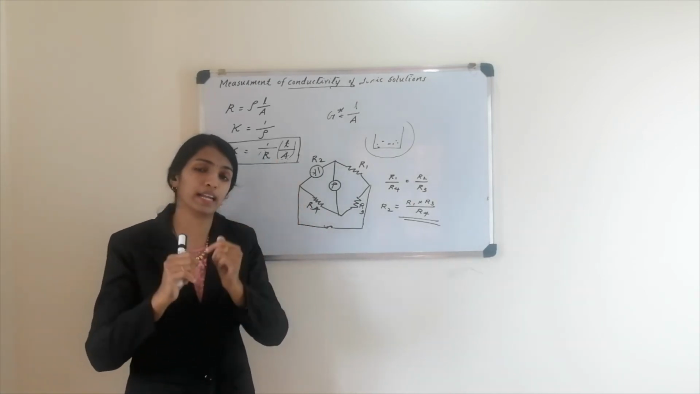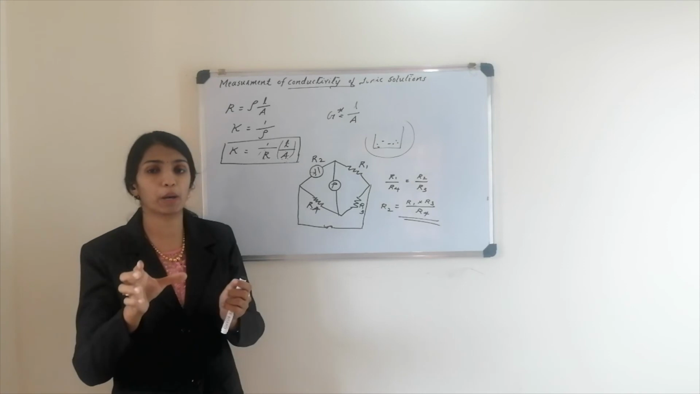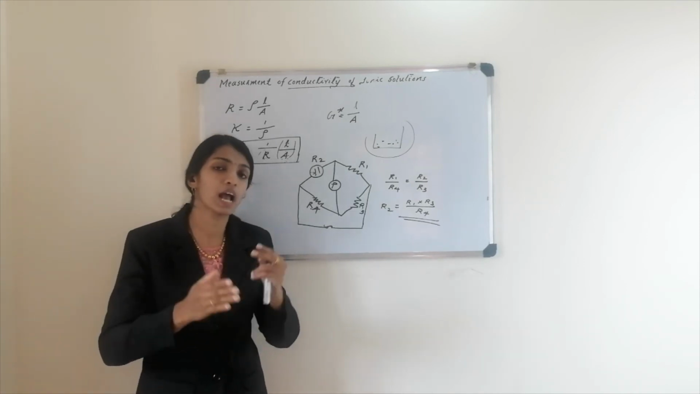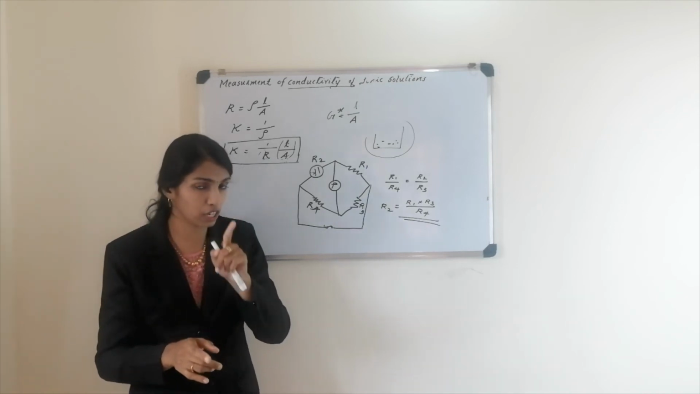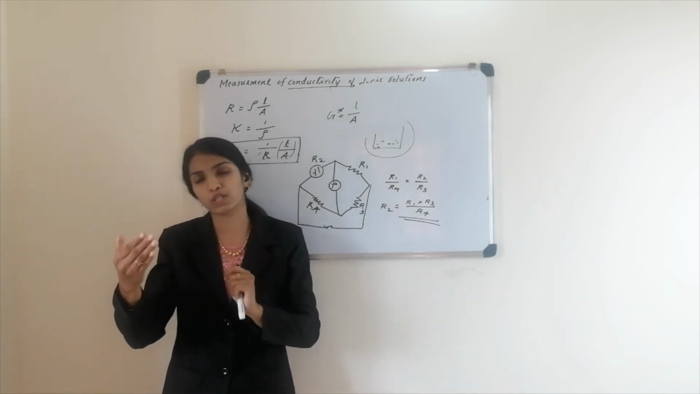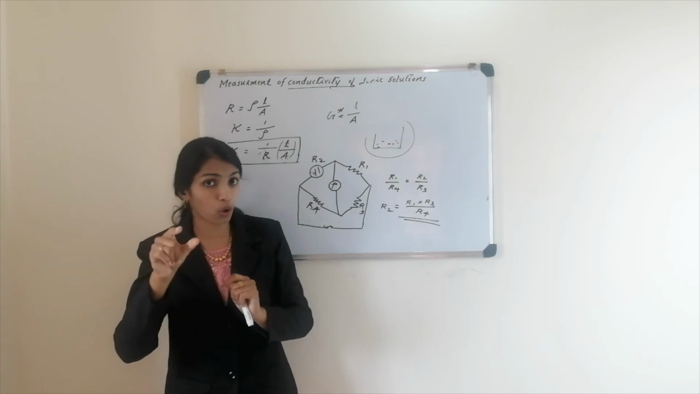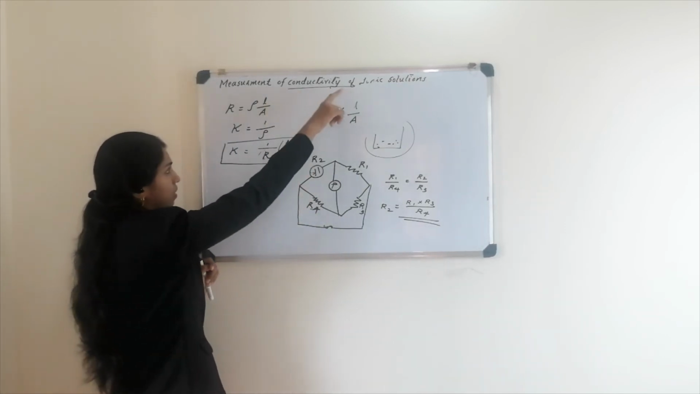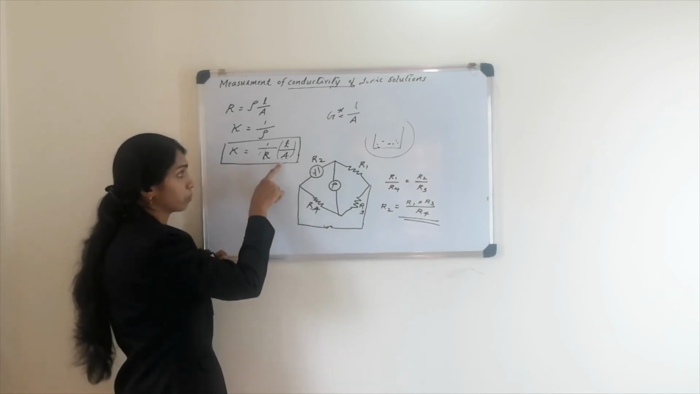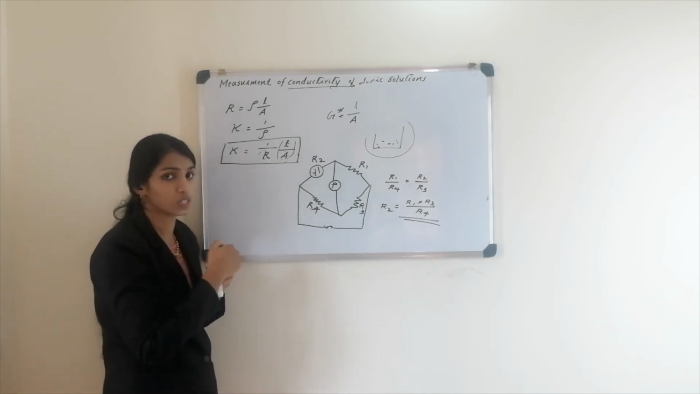And what are its peculiarities? That conductivity cell is made up of 2 platinum electrodes, and the length between those platinum electrodes is constant, that is denoted as L, and the area of cross section of the electrode is A. So L by A is a constant. So the first step in this procedure is to determine the cell constant L by A.